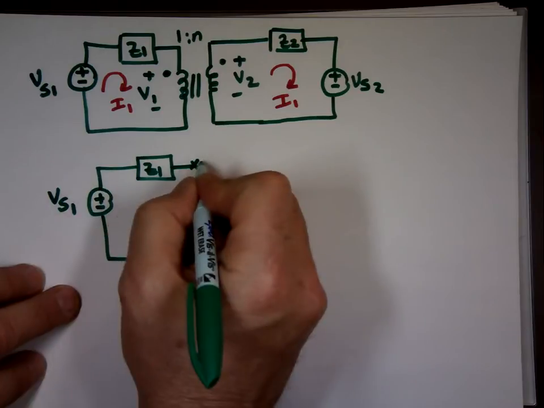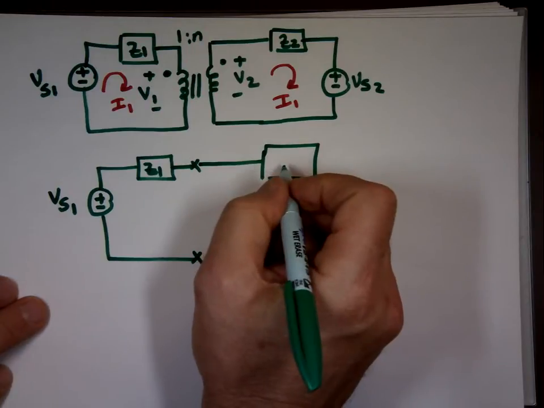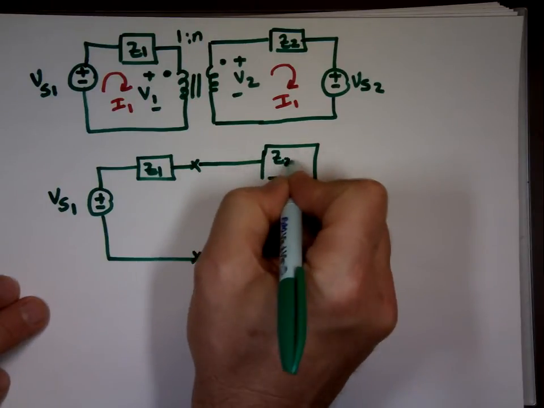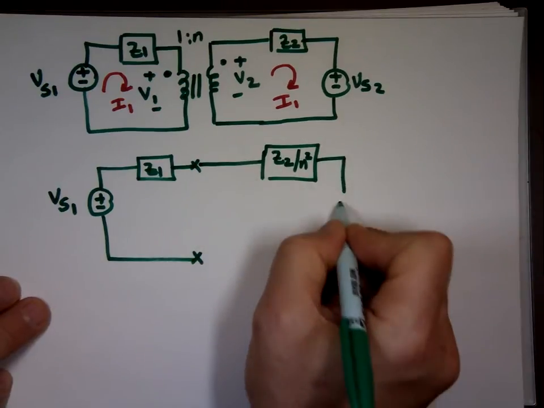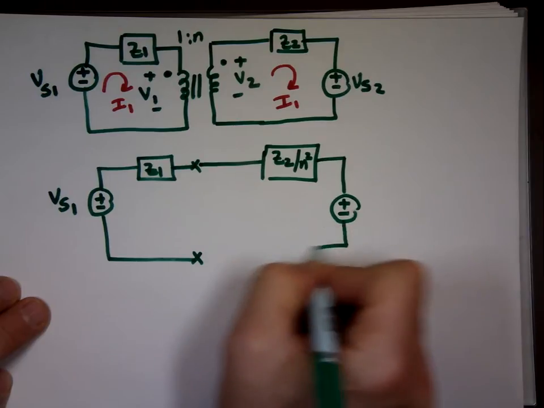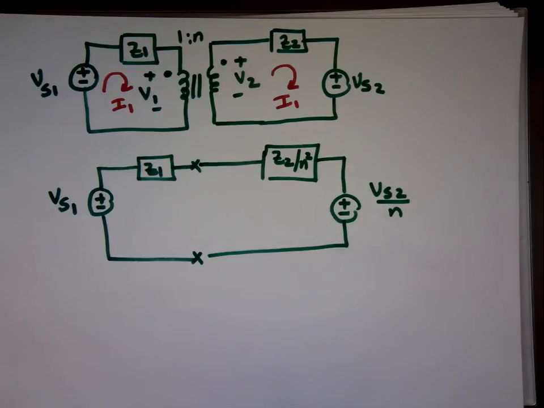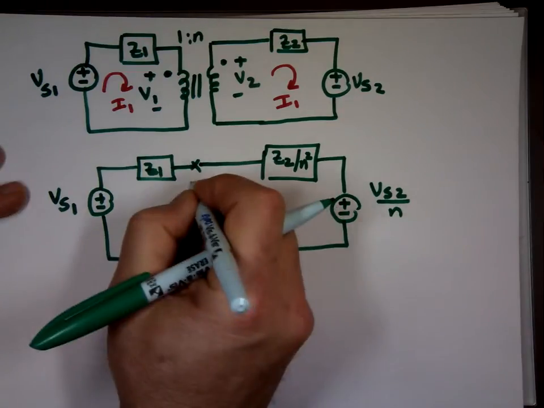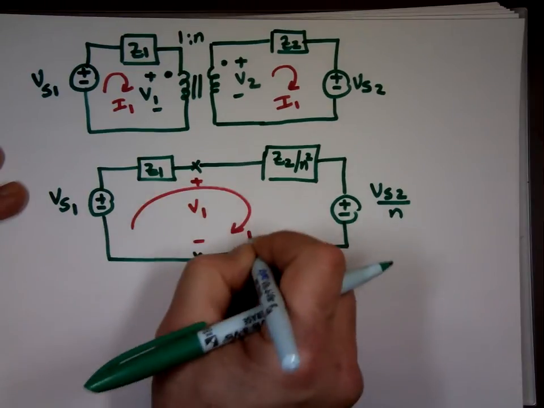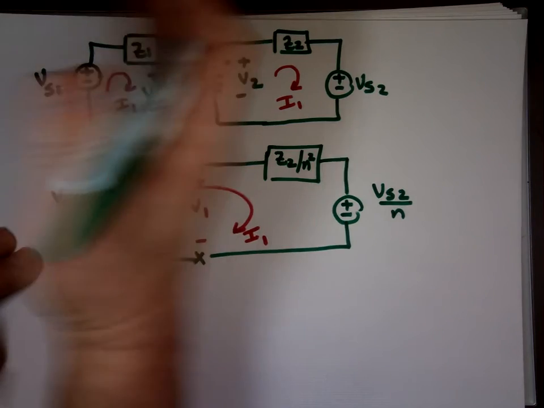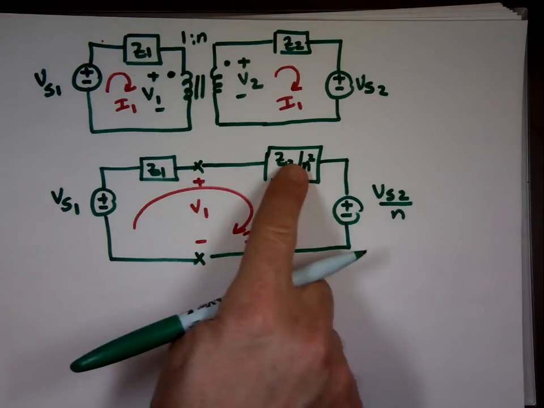And I can replace this with the impedance here of Z2 divided by n squared, or a squared. Sometimes I use n, sometimes a. And this value, if there's a source here, will be Vs2 divided by n or a. And again, this is V1 here. And the current through that is actually I sub 1, because I'm replacing this, so it's I sub 1 going that direction. I divide this by n squared, divide this by n.